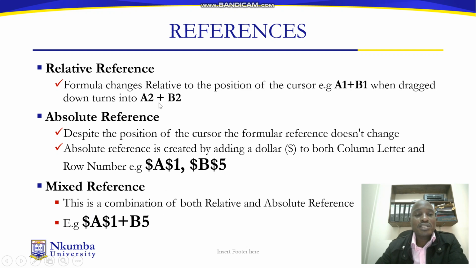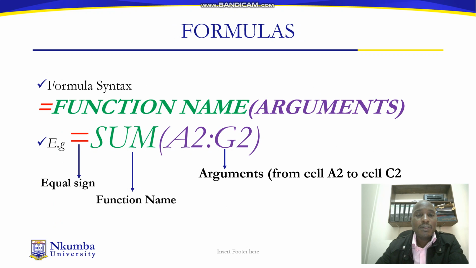So relative referencing means change relative to the position in which the cursor is. Absolute referencing means don't change the reference or the formula relative to the position of the cursor. And mixed referencing is a combination of both. Now let's start Excel formulas. A formula in Excel has a syntax. Syntax means the order in which a formula is written.